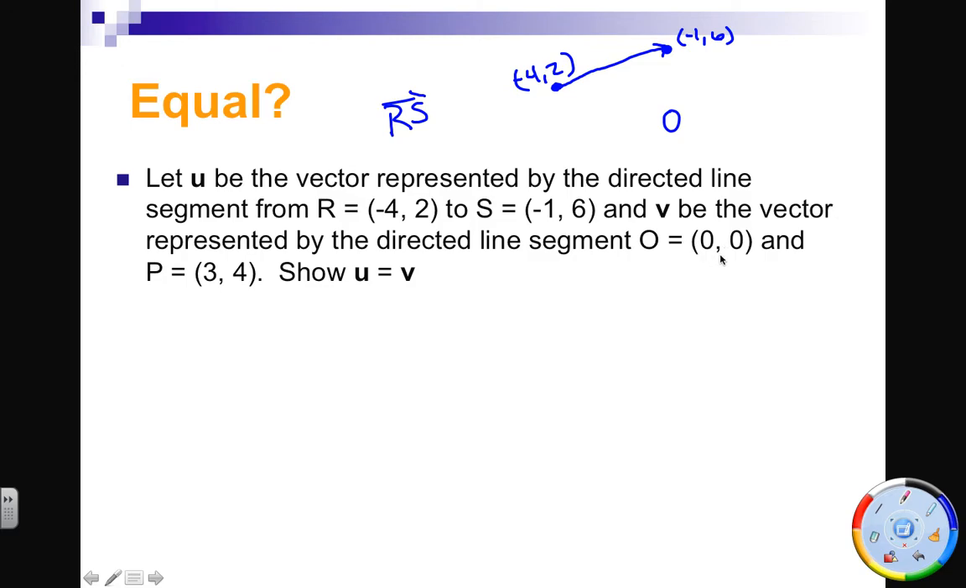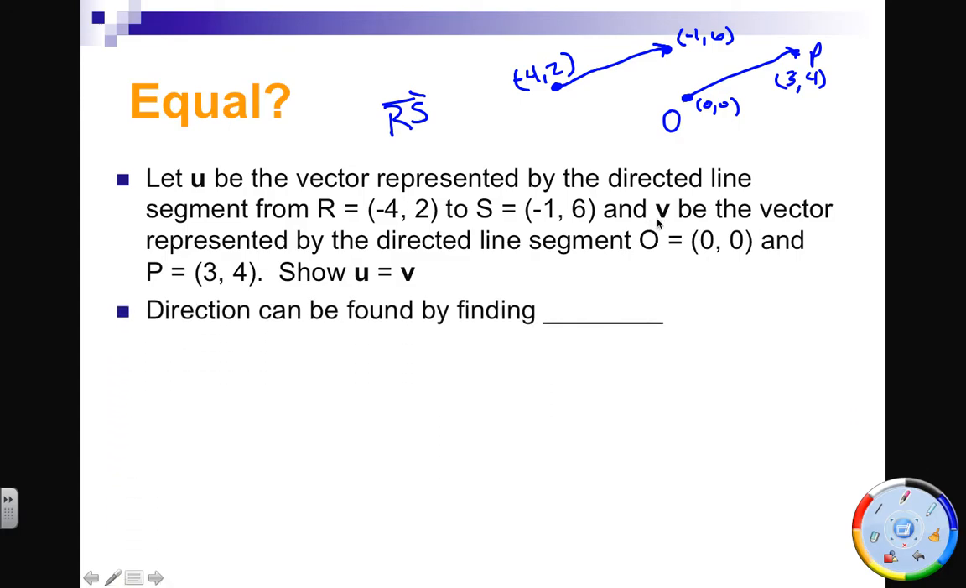Right? So going from O, which is 0, 0, up until the vector or the point 3, 4. Now, I might have drawn them to make them look like they are equal, but we have to verify this. So one way that we can do this, we'll do it a little bit differently later, but right now, one way we can find direction is by actually finding slope.